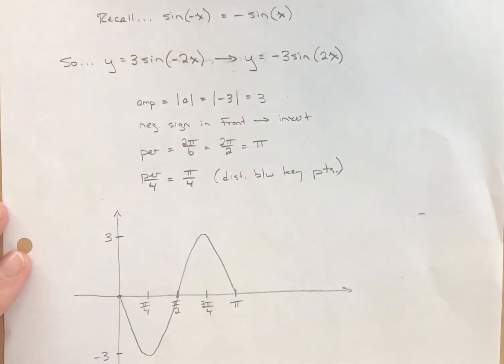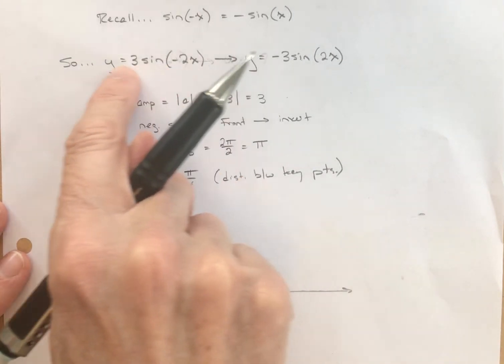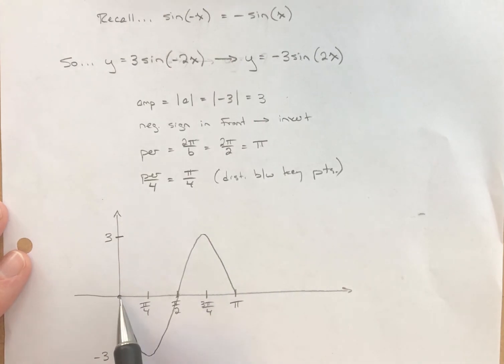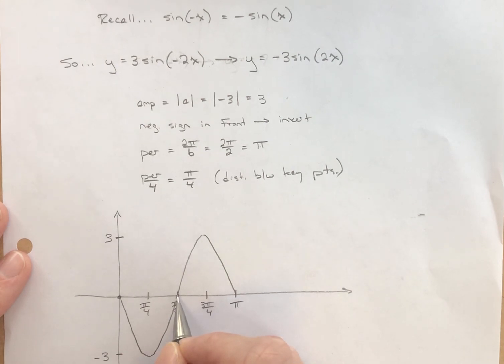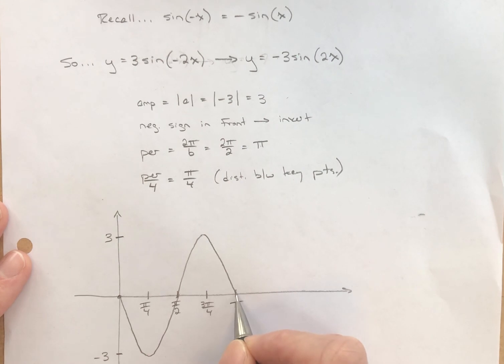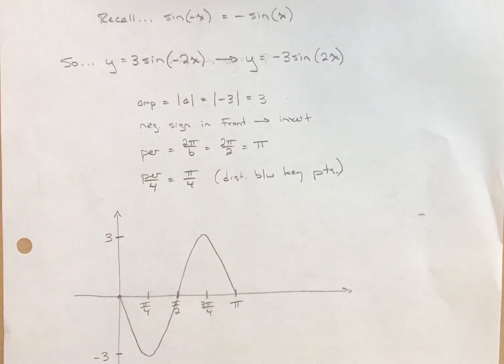Now, I'll let you do this. Put this function into Desmos, and you should come up with 0, 0; pi over 4, negative 3; pi over 2, 0; 3 pi over 4, 3; and pi, 0 when you pick those points. So there you have it. A lot of work with sine and cosine, amplitude, and period.